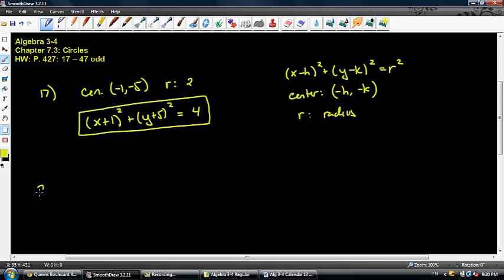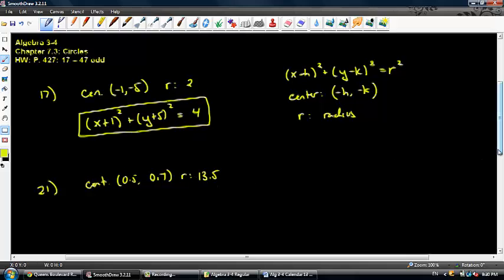I'm going to jump over to 21. You guys are responsible for 19, but I'm going to skip it. I think you guys can handle it. If the center is 0.5, 0.7, and the radius is 13.5 units, again, just pump it into your general form.